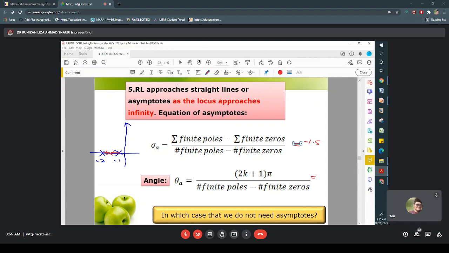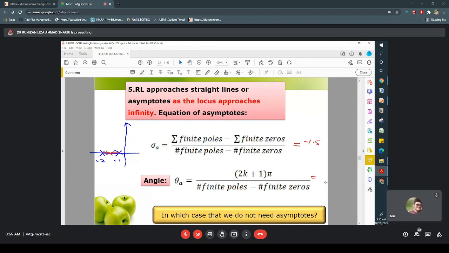Okay, so theta, the theta angle, 2k plus 1. I pick k equals to 0, the first one. Now I know that two loci would go towards infinity. It means that I need two angles. Can you get it? I need two loci that go towards infinity. It means that I need two asymptote lines, two asymptote lines originating at minus 1.5, which means that it needs to have two angles.